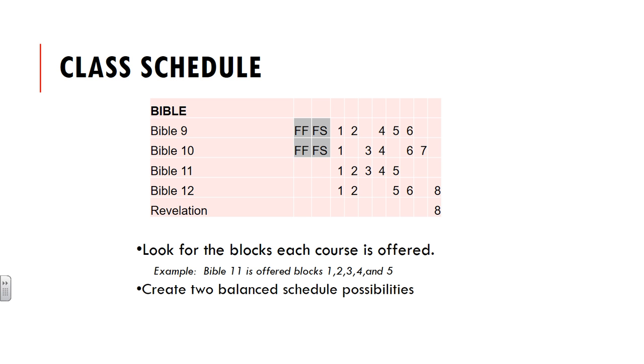FF means Flex Fall, and FS means Flex Spring. The reason they are shaded gray is that these Flex Block classes run all year and must be in both fall and spring Flex Blocks. Other examples of classes that run all year in Flex are Composition, Spanish 1 and 2, and U.S. History. Make sure you look closely at the grid to see if Flex classes you want are shaded gray and run all year long.